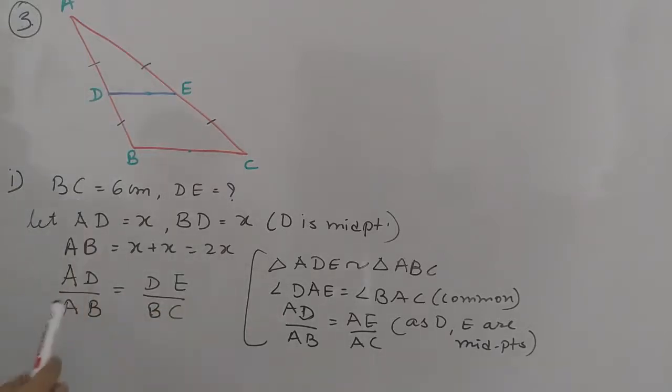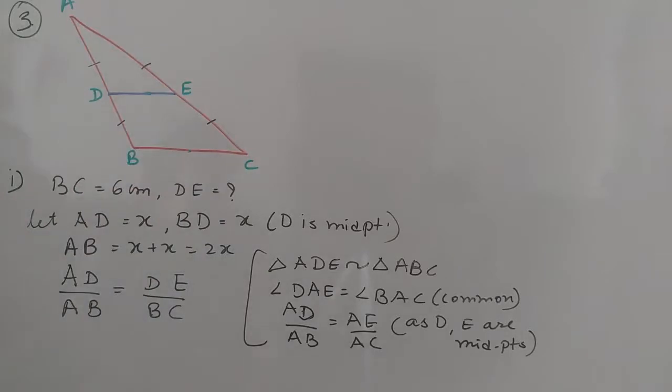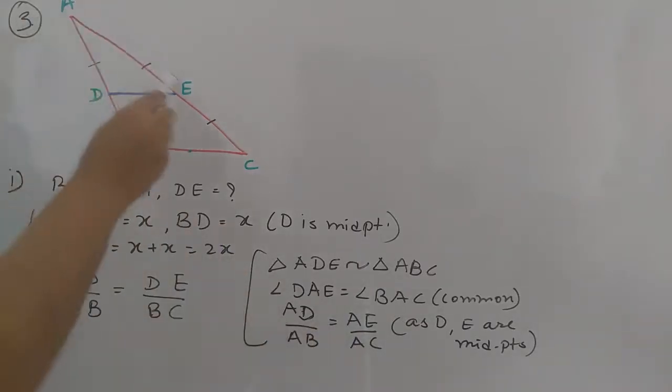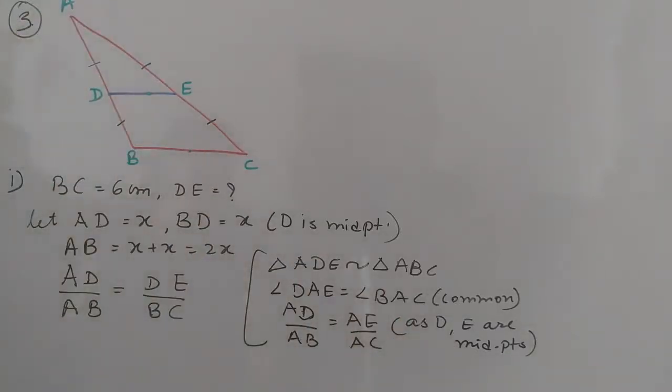Also we have to find the BC value, but for that we have to show that triangle ADE and ABC are similar to each other. So I have shown in short here triangle ADE is similar to triangle ABC. How? So angle DAE, you can see this angle DAE is equal to angle BAC, which is common to both the triangles. Also AD upon AB. Why? The ratios are equal, 1/2 only, because D is the midpoint. Also here AE upon AC. The ratios are equal again, as D and E are midpoints given in the question.